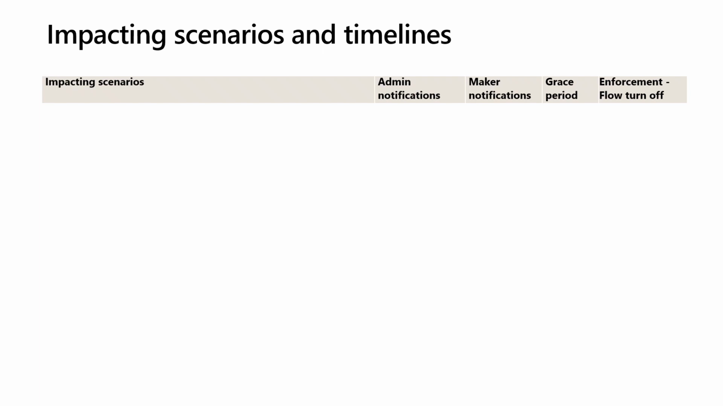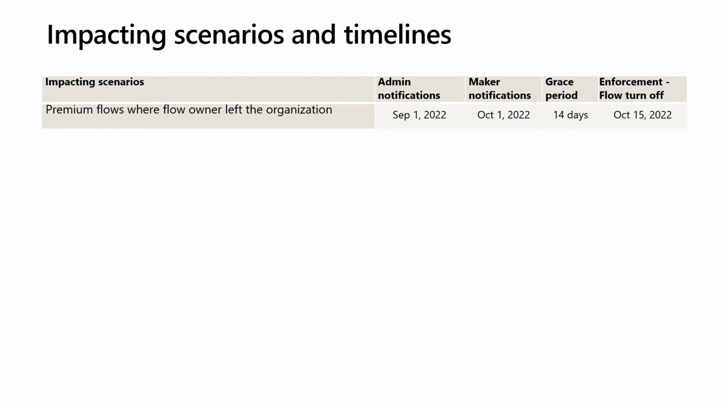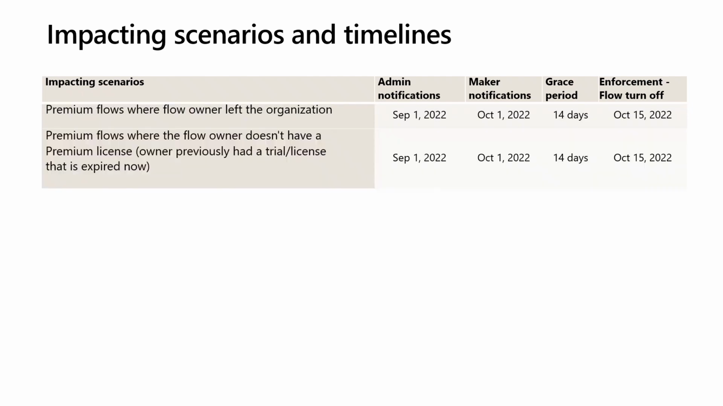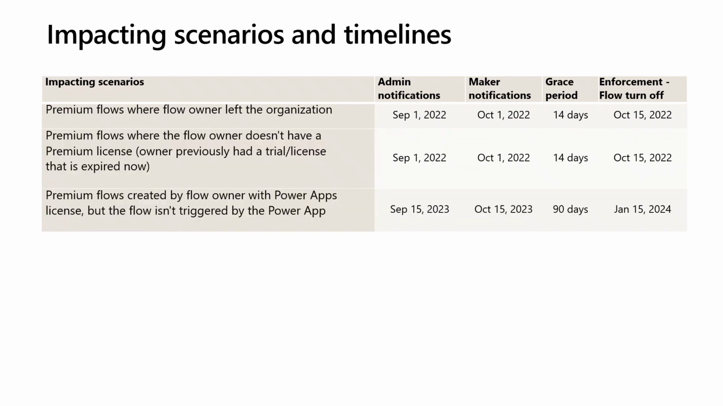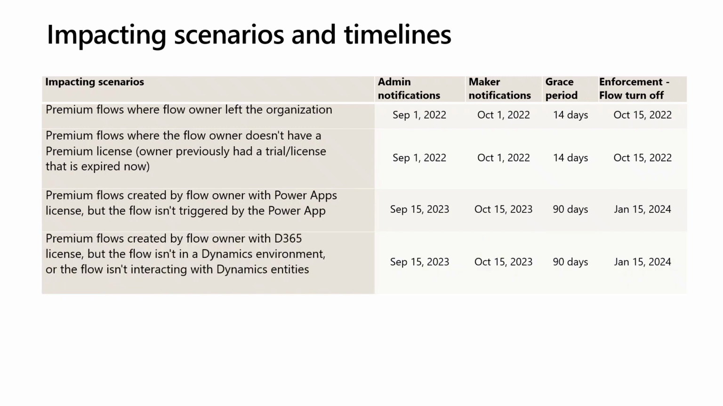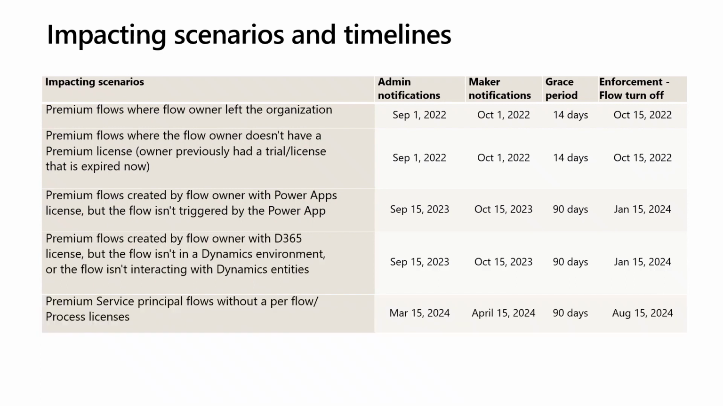Let's look at the scenarios. Premium flows where flow owner left the organization. Premium flows where the flow owner doesn't have a premium license. Premium flows owned by a user with Power App license, but the flows are not within app context. Premium flows owned by a user with Dynamics 365 license, but the flows are not within app context. Premium flows owned by a service principal without a per flow or a process license, and the flows are not within app context.